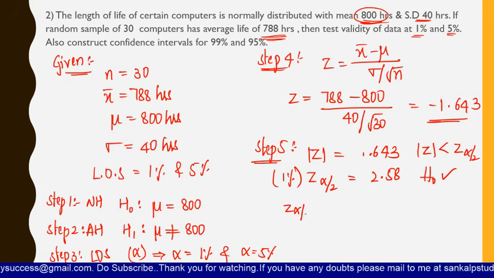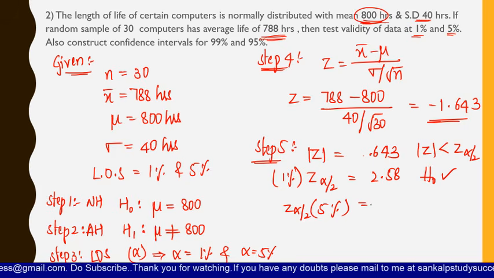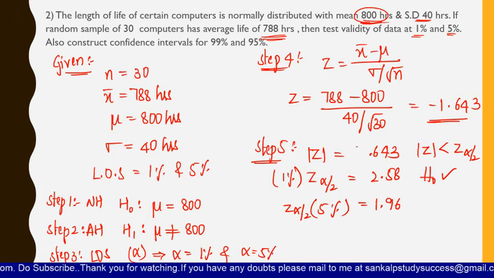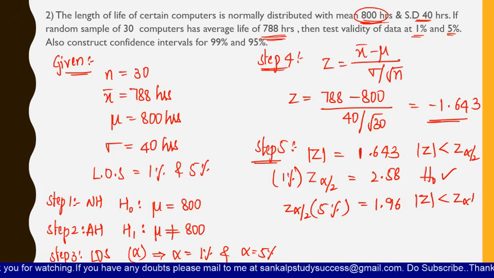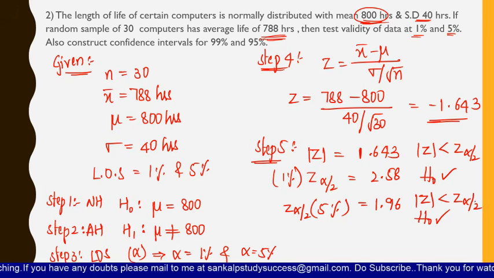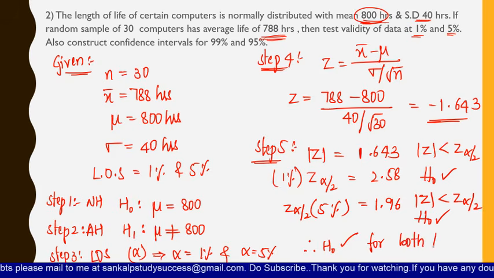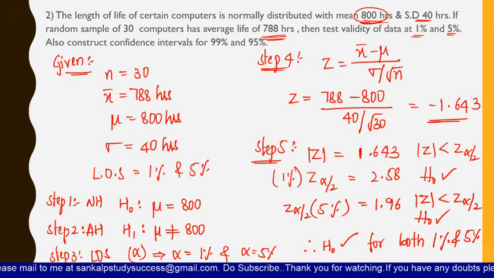So z alpha by 2 for 5%. Let us see it for 5%. For 5%, the value of z alpha by 2 is nothing but 1.96. Here 1.643 is again less than 1.96, right? So mod z is less than z alpha by 2 even for the 5% level of significance. That means here also H naught is accepted. That means the null hypothesis is accepted. So therefore we can say that the null hypothesis is accepted for both 1% and 5% levels of significance.